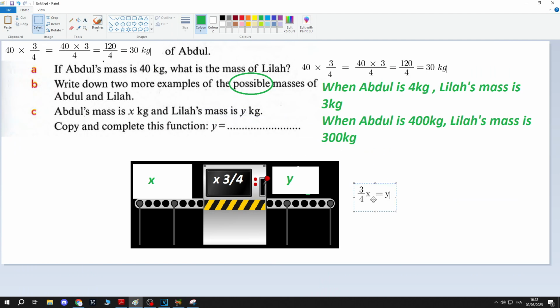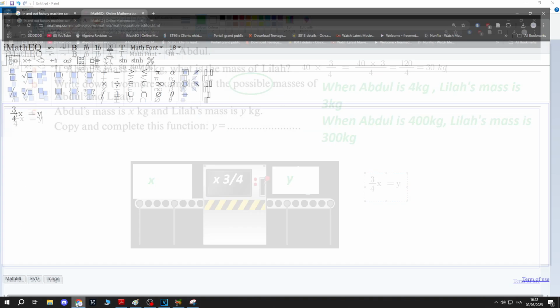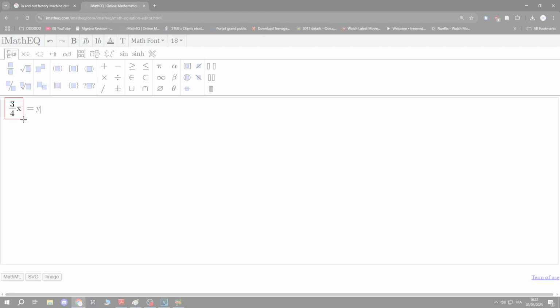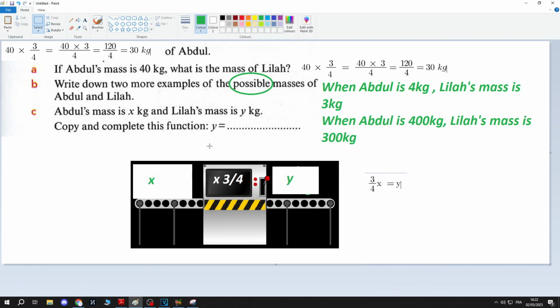3/4 x equals y. Now let's flip the script a bit. If 3/4 x equals y, that would mean y equals 3/4 x. So all I need to do is grab this 3/4 x and place it in front of the y that they already gave us. And this is the answer to question 2.